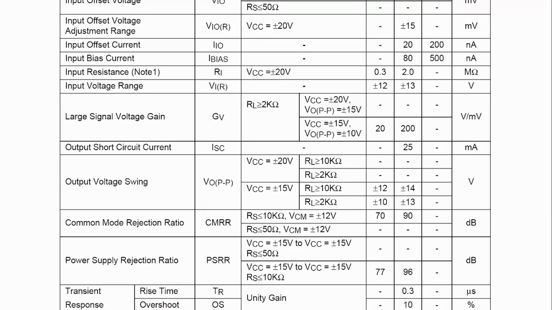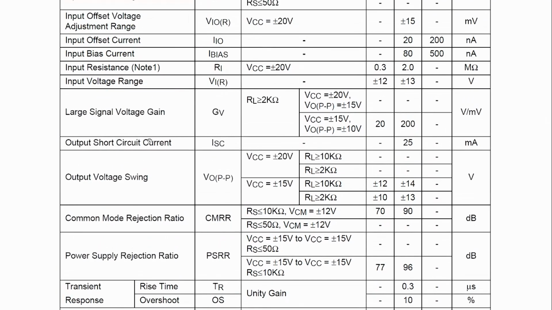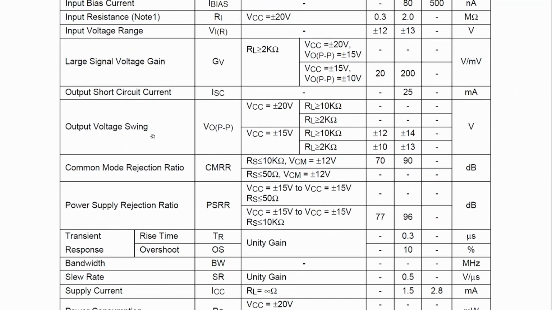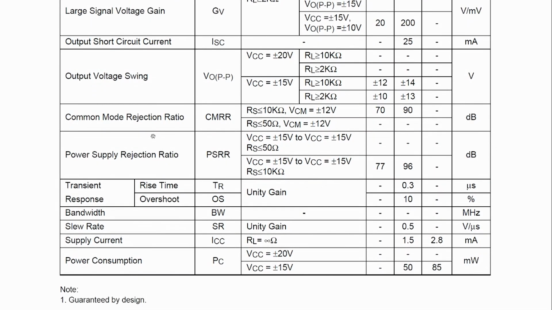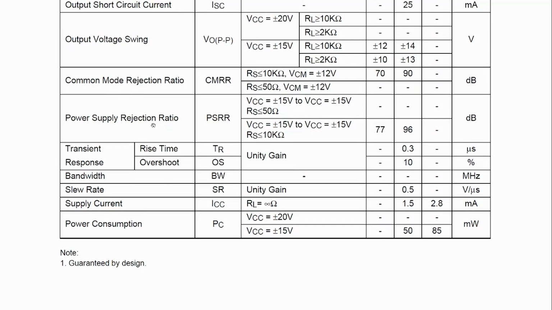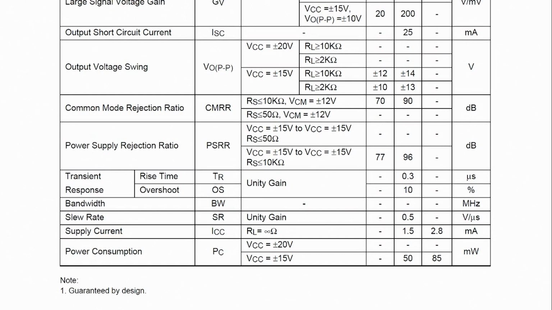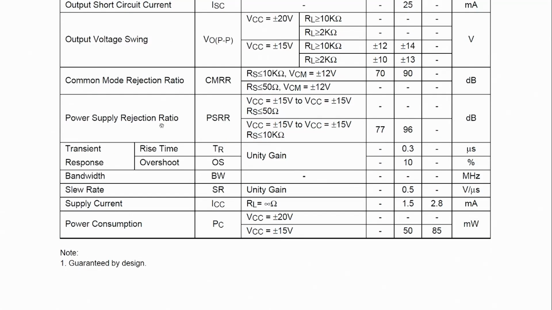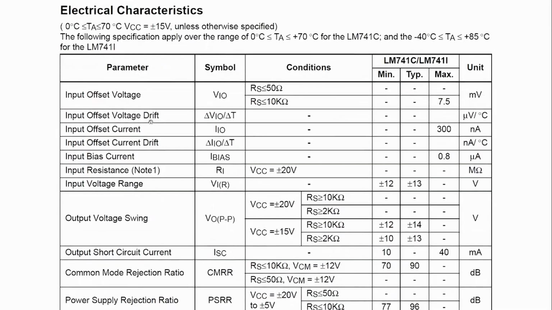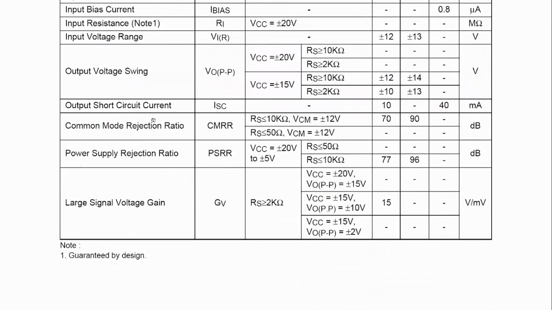Then we go further: common mode rejection ratio, some of the parameters you will immediately recall because we have already discussed them. There is also power supply rejection ratio. Then bandwidth, slew rate, supply current, and power consumption. So, it should not come to you as something you do not know. We have seen that common mode rejection ratio is given in decibels, bandwidth is given in megahertz, slew rate is generally given in volts per microsecond, and power consumption is generally in milliwatts. So, we know these things.